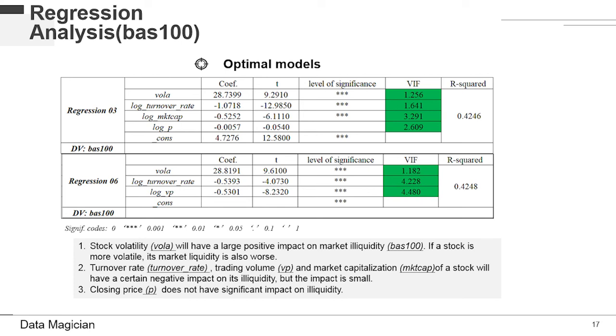And we have these conclusions. The stock volatility will have a large positive impact on market illiquidity, which is called BS100 in this model. However, the turnover rate, the trading volume, and the market capitalization have a certain negative impact on illiquidity, but the impact is small. Finally, the closing price doesn't have any significant impact on illiquidity, so we shouldn't consider that when we decide which stock we should buy. And what if we change BS100 into Army 100? Let's see.